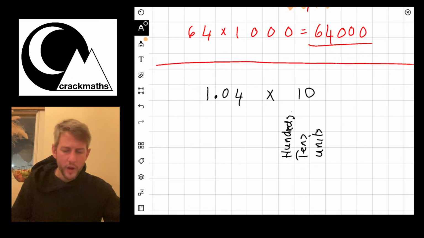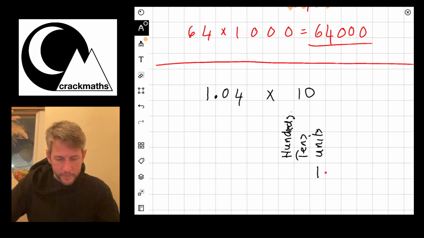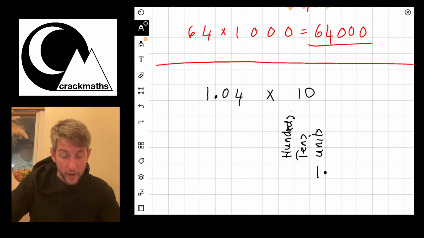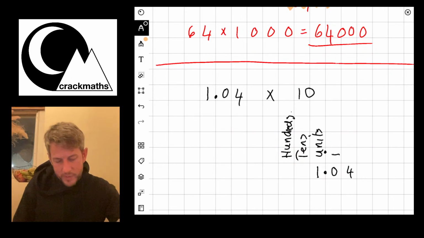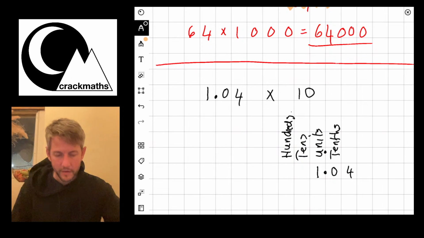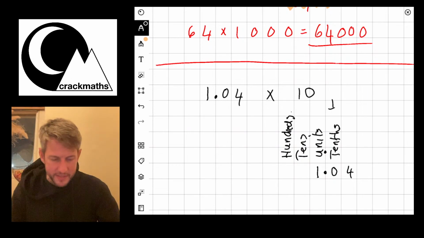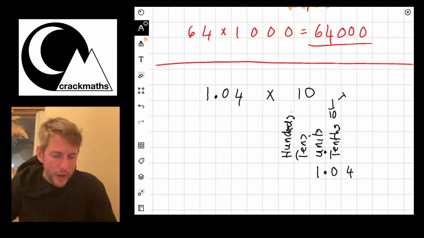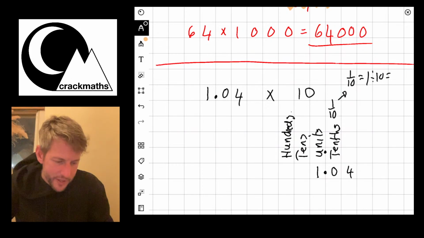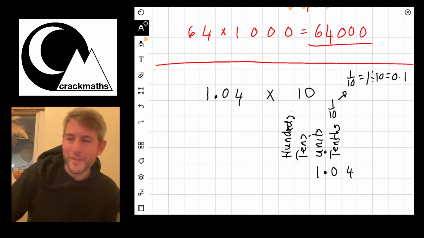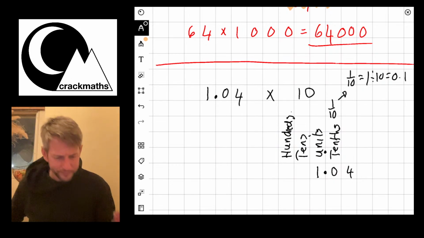What I can see is I've got 1 unit. I don't have any of this stuff, but I do have stuff here. This time I've got 1.04. Remember, these ones are called tenths, and a tenth is written like this: 1 over 10, which equals 1 divided by 10, which equals 0.1. That's what we would have on the calculator.